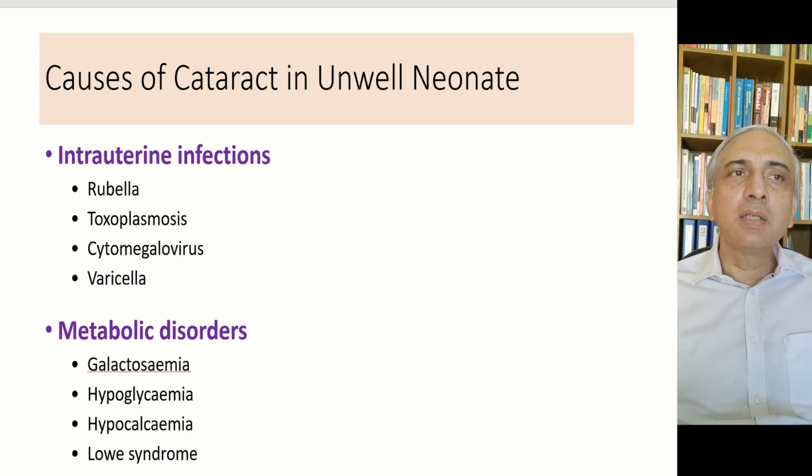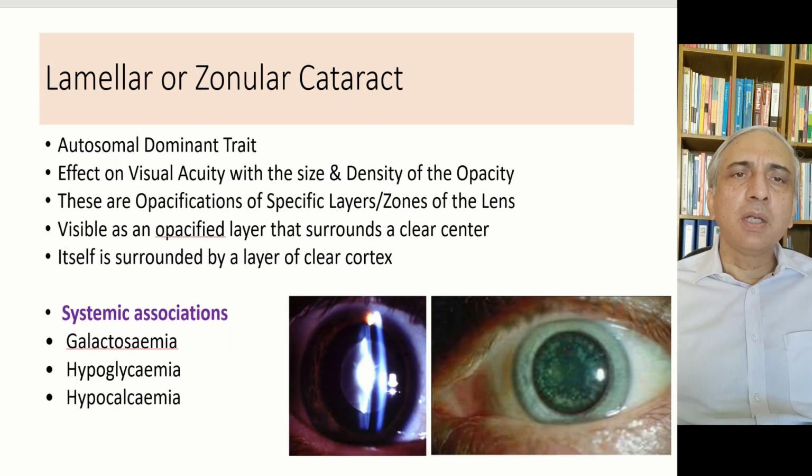So metabolic disorders can be galactosemia, hypoglycemia, hypocalcemia, and Lowe syndrome. So those are the things which can cause metabolic problems. If we look at it morphologically, we can see there can be a lamellar or zonular cataract. It is an autosomal dominant trait. It affects the visual acuity with the size and density of the opacity.